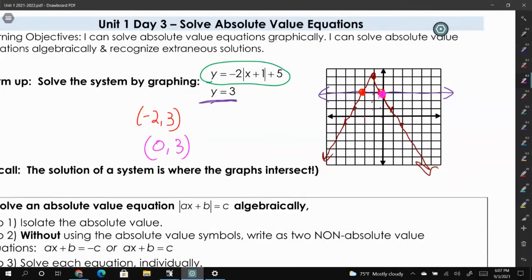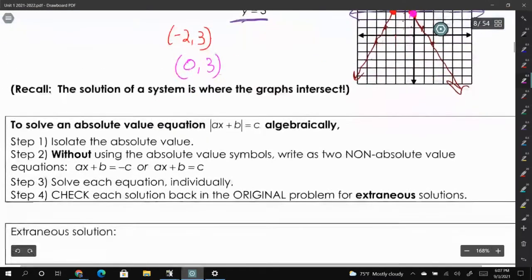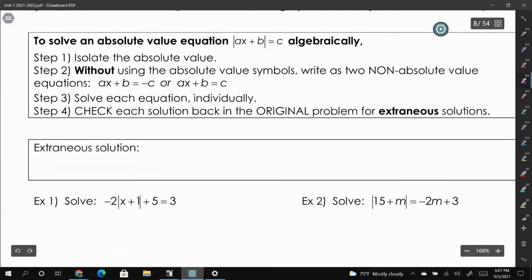Remember when we did linear systems, we could have one solution, no solutions, or infinitely many solutions. So we're also going to talk about how many solutions these absolute value equations could have. Now here are the steps to solve an absolute value equation. And I'm not going to read these right now. I'll read them as I do examples 1 and 2.